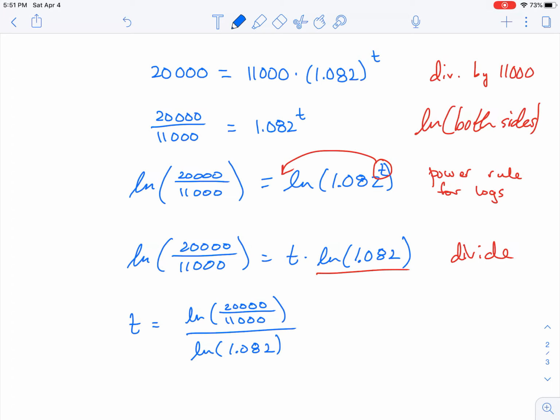Now, this is a story problem. And if this were real life and somebody asked you how long it took and you told them it took log of 20,000 divided by 11,000, all of that divided by log of 1.082, they would probably not understand what you're saying. So it would be better if we gave this as a decimal approximation. And doing that, we arrive at about 7.6 years.